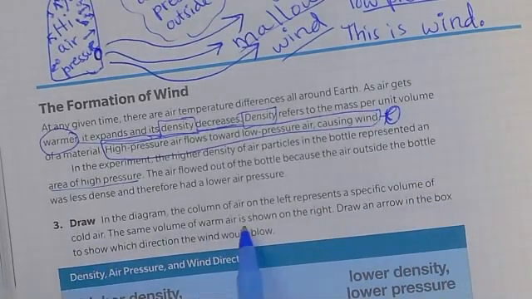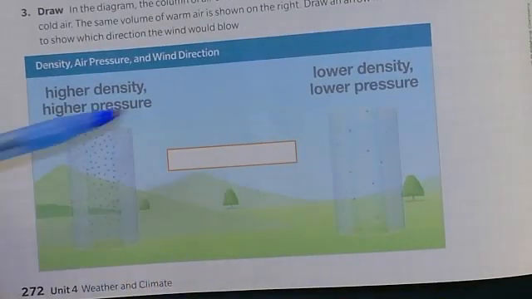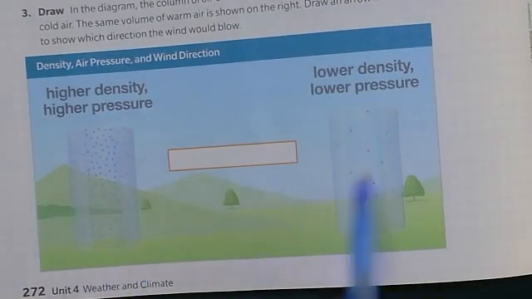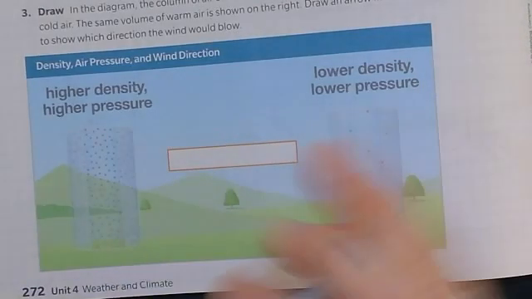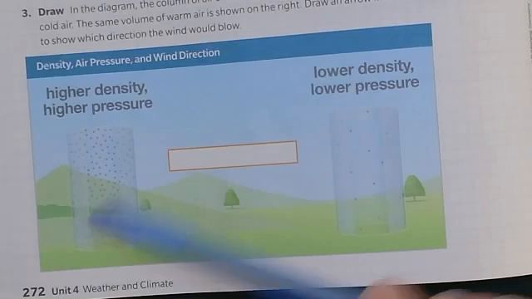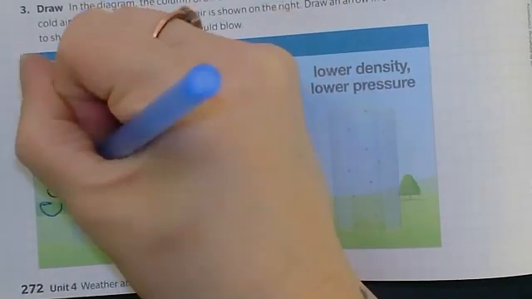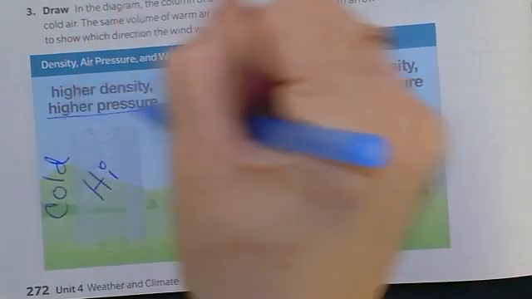a lower air pressure. In the diagram below, the column of air on the left represents a specific volume of cold air. The same volume of warm air is shown on the right. Draw an arrow in the box to show which direction the wind would blow. So, what do you guess? Do you think the wind is going to go in this direction, from high pressure to low pressure, or do you think it's going to go in this direction, from low pressure to high pressure? Go ahead and put your arrow in now. Pause the video if you need to, and then return when you're ready.